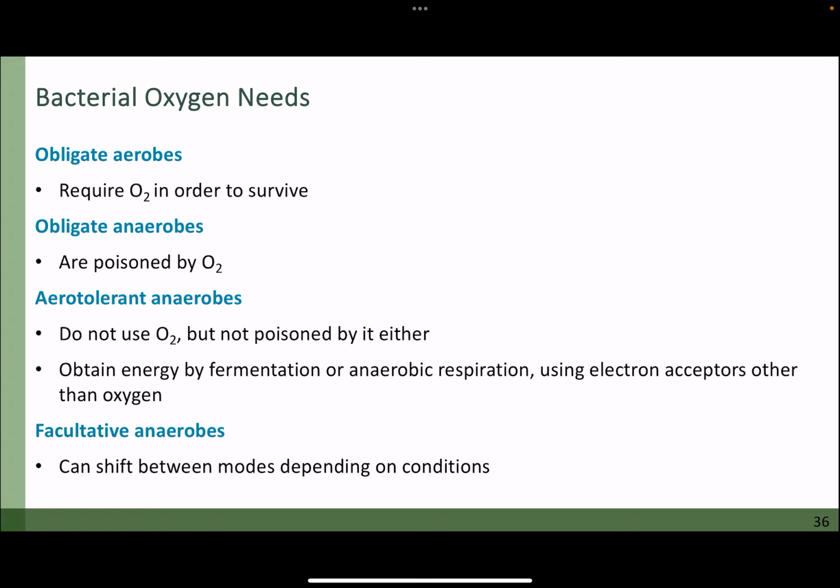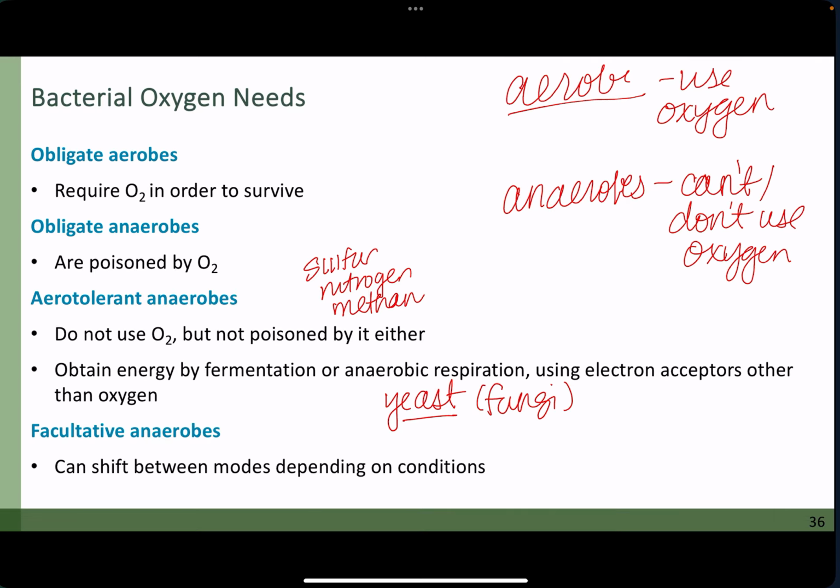We also have aerotolerant anaerobes. These guys don't use oxygen, but they're not poisoned by it either. So yeast are an example. Yeast are actually fungi. That was a bad example. It just popped into my head. But they are an example of an aerotolerant anaerobe. They don't use oxygen, but they're not poisoned by it either. Usually these guys, bacteria or fungi, whatever happens to be performing them, are performing fermentation, so alcohol fermentation or lactic acid fermentation, or a form of anaerobic respiration.